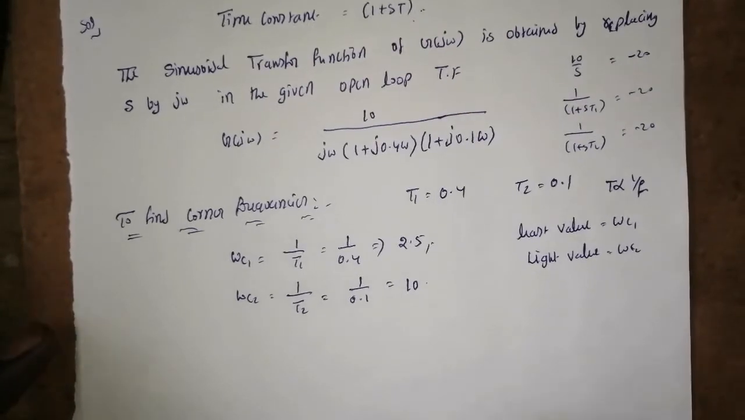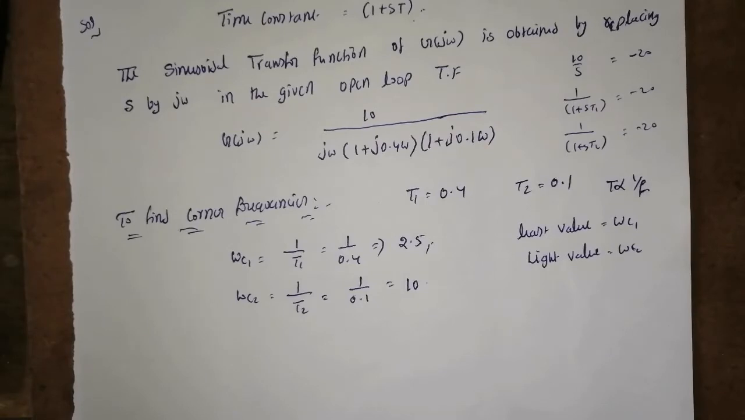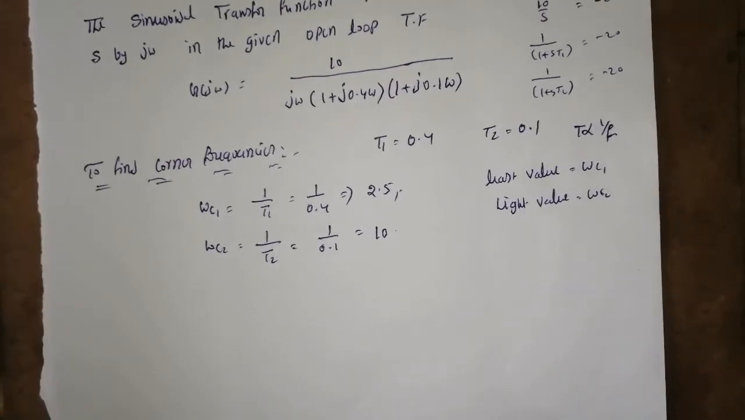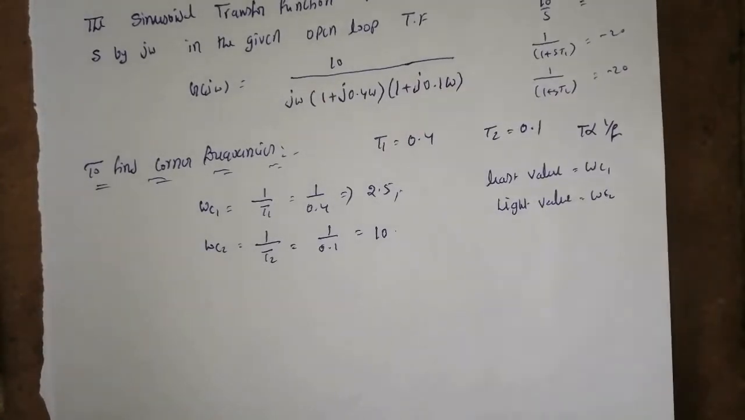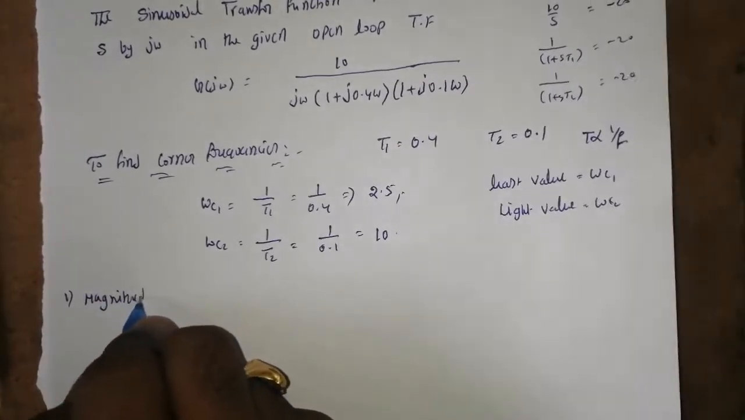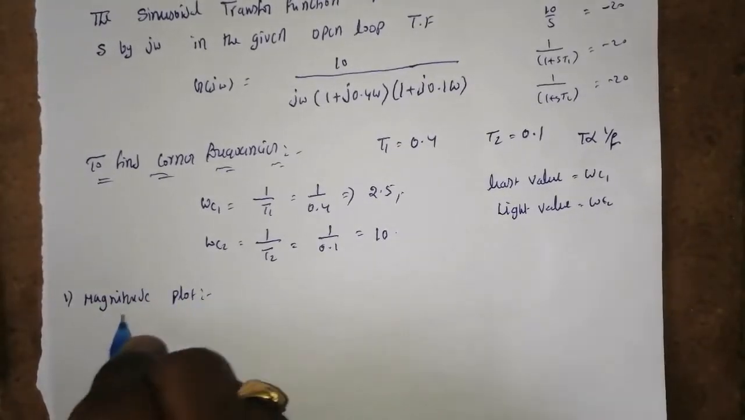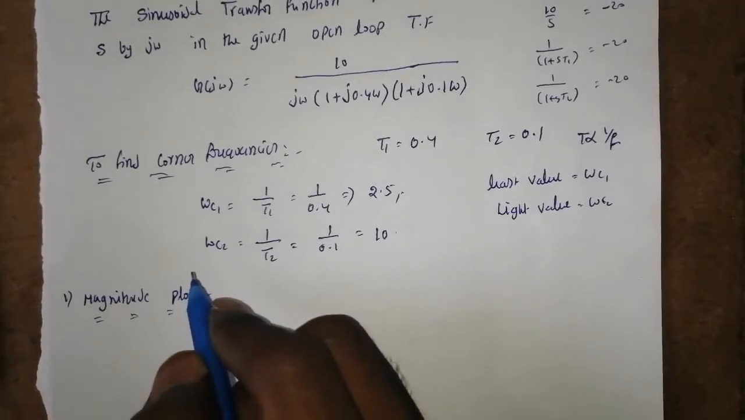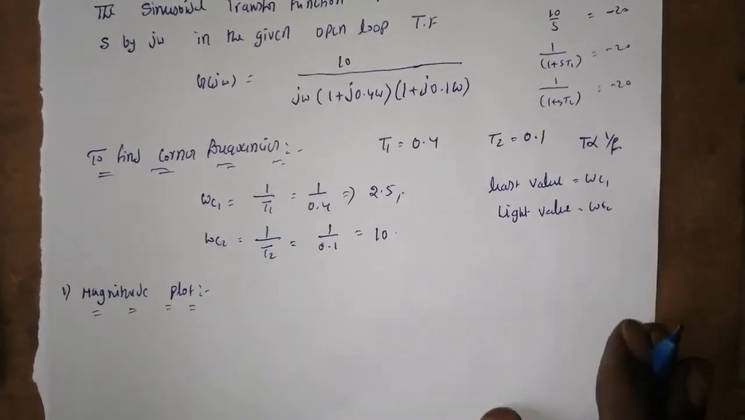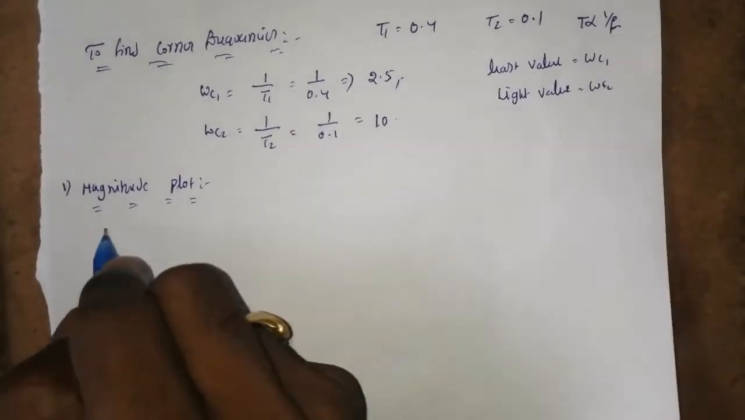Next, after finding these corner frequencies, we have to do the calculations for two plots: the magnitude plot and the phase plot. Let me see the first one, the magnitude plot. For the magnitude plot, we have to find what changes the slope. So for that we have to form a table here.